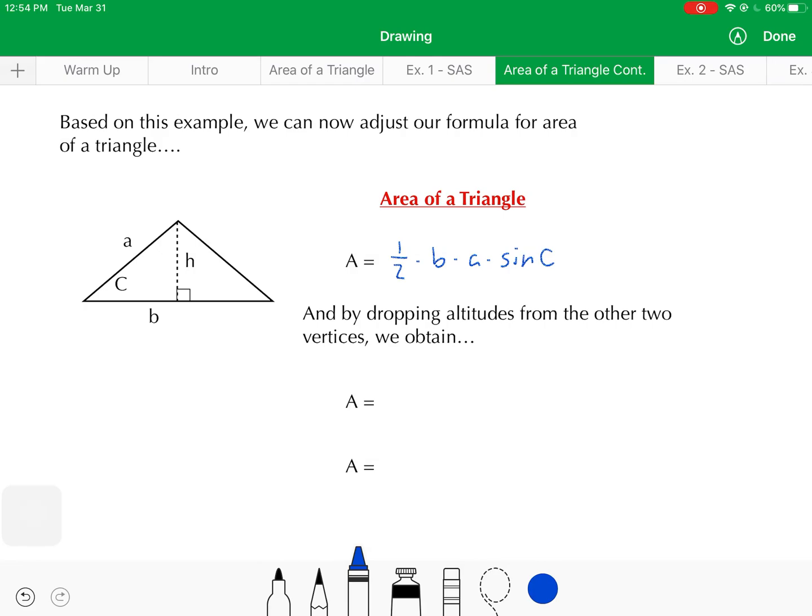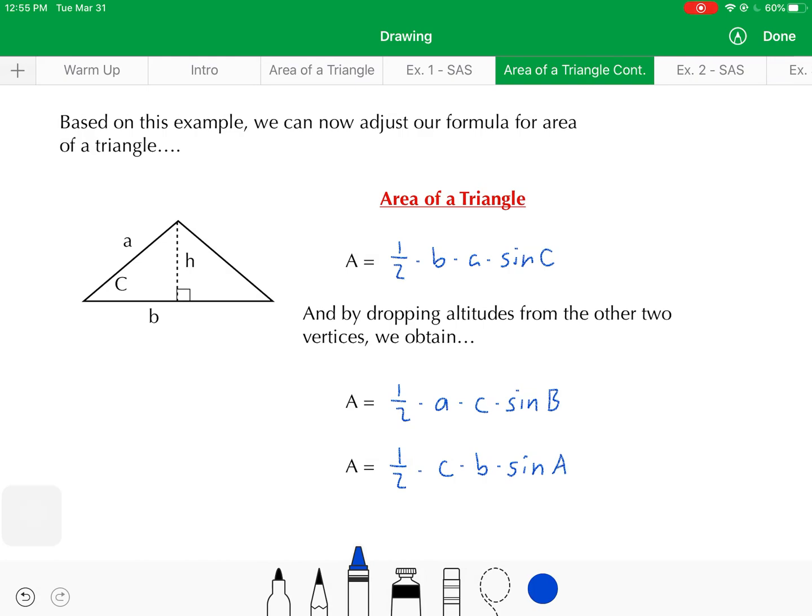All right, now if we dropped altitudes from either of the other 2 vertices in this triangle, then that means the area could be thought of as 1/2 times A times C multiplied by sine of their included angle, which would be angle B. Or you could have 1/2 times, let's do C times B times the sine of angle A.